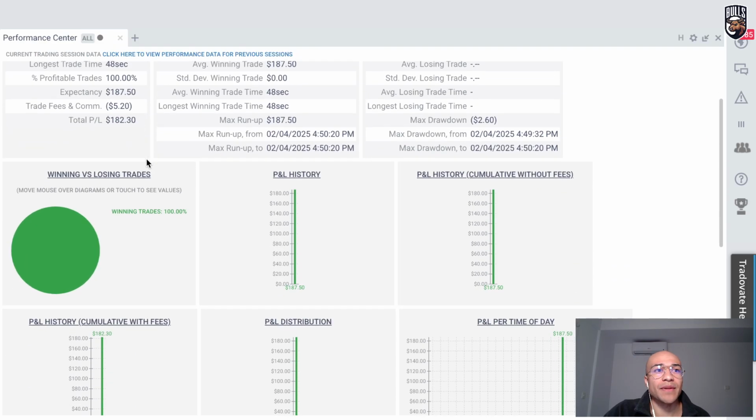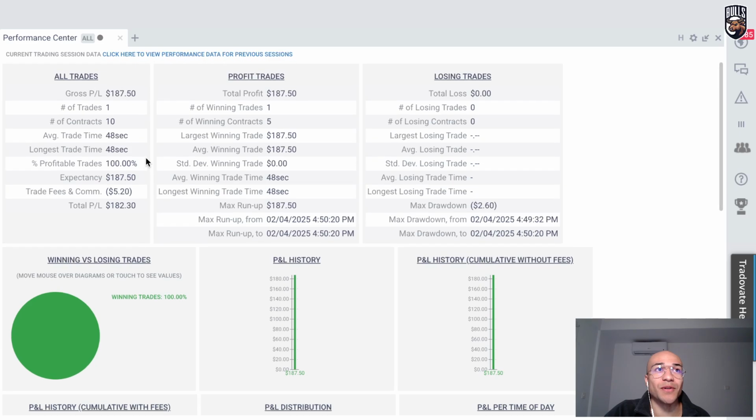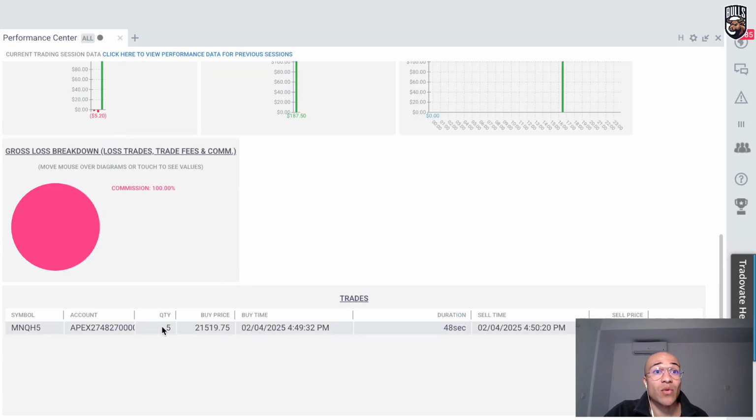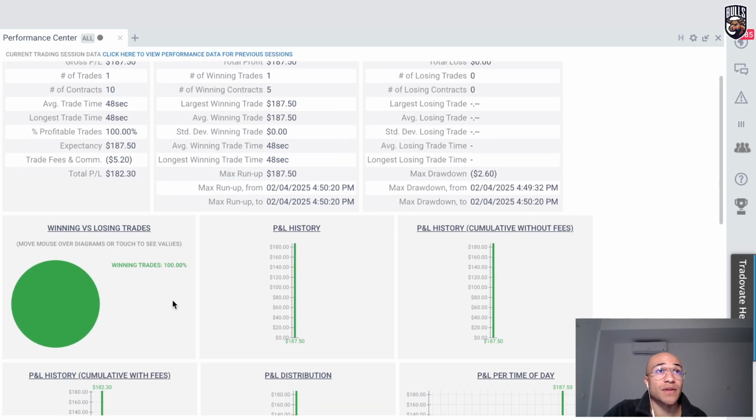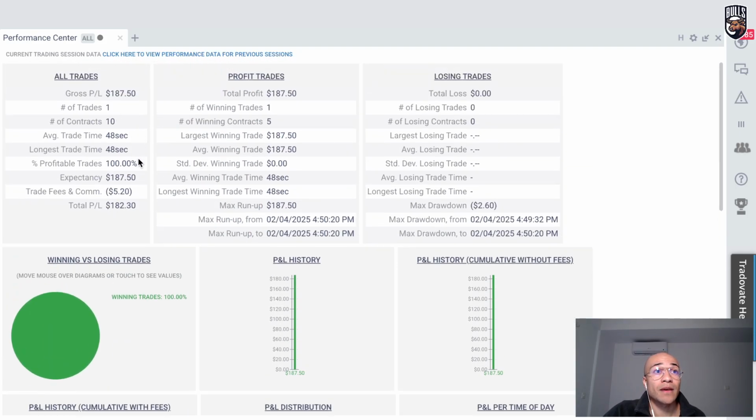Then, yeah, there's nothing special to look at because we only took one trade. It's saying 10 contracts right here because I had 5 micros, right? So 5 micro contracts, quantity of 5, opening 5, closing 5. So the total is 10. Paid a commission of $5.20.